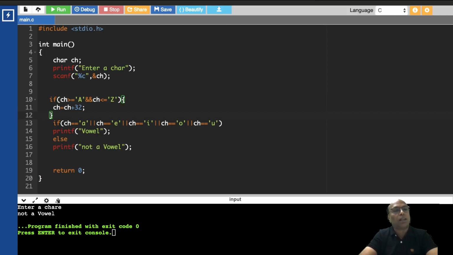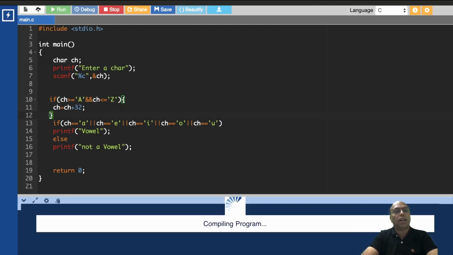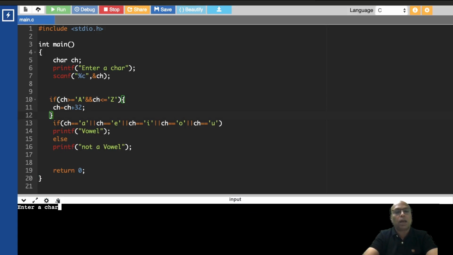In this case, only I will add 32. Otherwise, I am not going to add what? 32. Okay, let's see. Now I enter capital A. I got it's a vowel. I enter small a. I got it's a vowel.